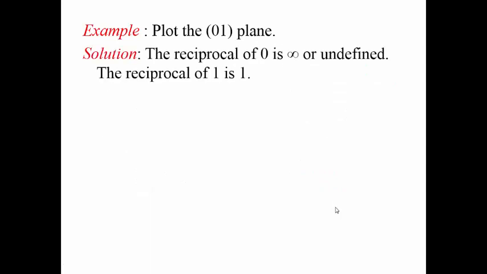So suppose we want to plot the (0 1) plane. Now the reciprocal of 0 is infinity, or undefined, and the reciprocal of 1 is 1. So here is your A, and so where does it intercept the A? Well, it doesn't, so it's going to run parallel to A. Where does it intercept B? It's going to go through 1 along B. So this is the (0 1) plane.